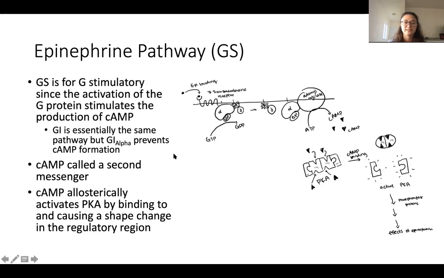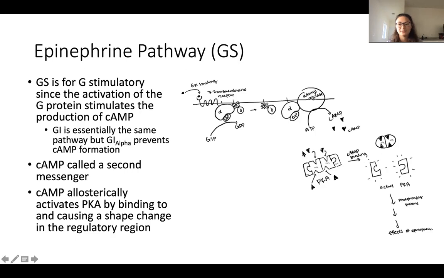So just a couple of extra things to note. This is called GS, which is G stimulatory. So this G protein is stimulating adenylyl cyclase. We also have GI, which is essentially the exact same pathway, except instead this G protein will inhibit adenylyl cyclase. So there'll be a different G protein. It will be associated with a different receptor, and the receptor will have a different ligand. So epinephrine will cause all these effects, and then whatever the ligand is that binds to the GI receptor will cause the opposite effects or prevent the effects of epinephrine.